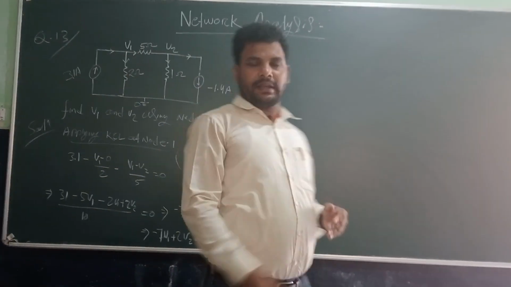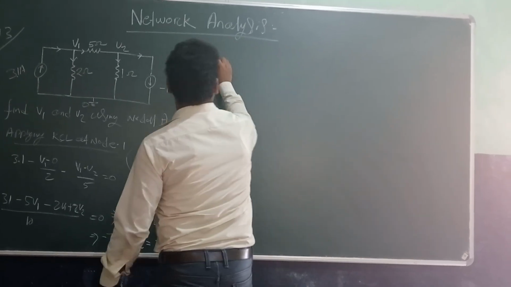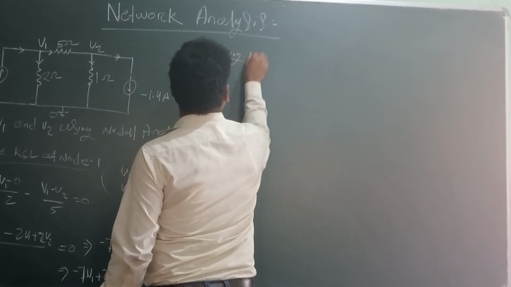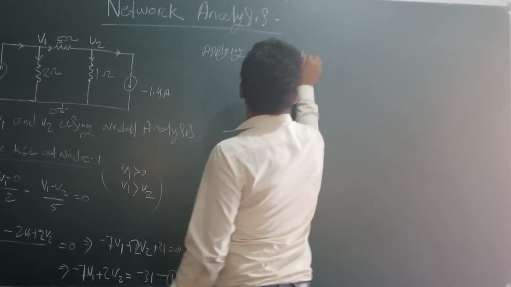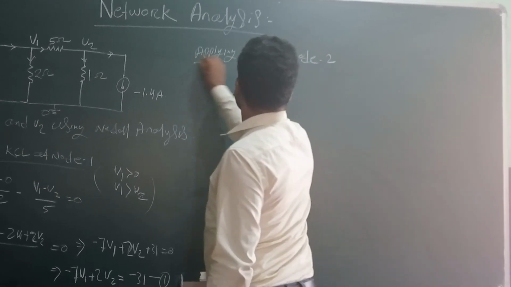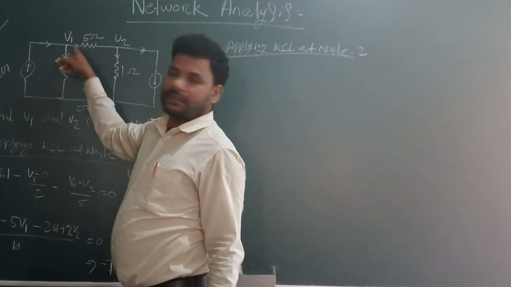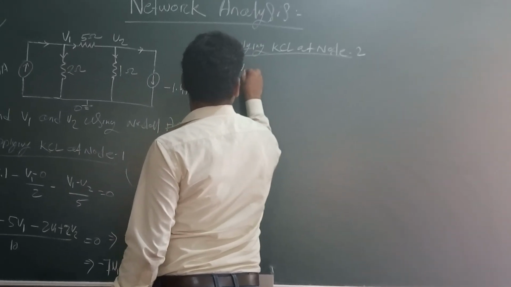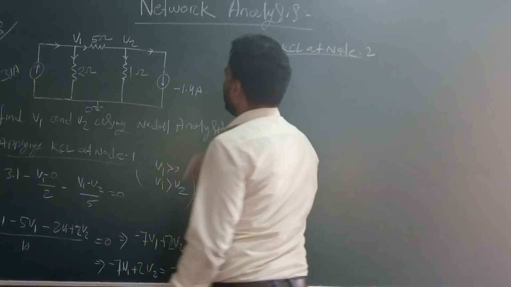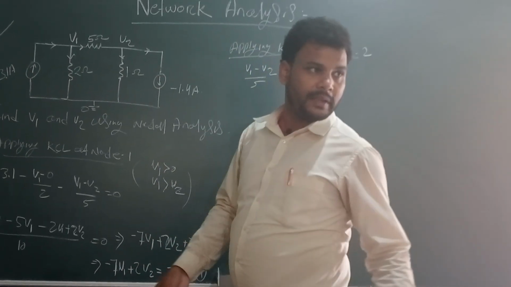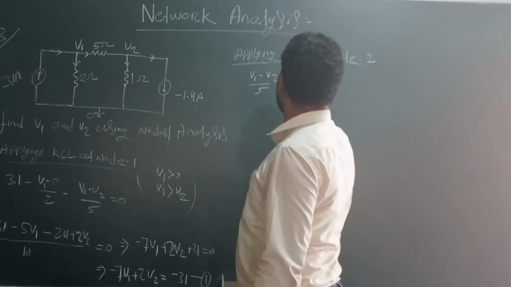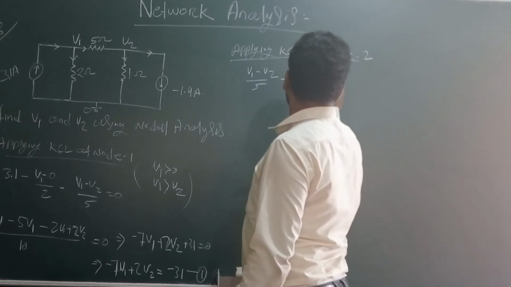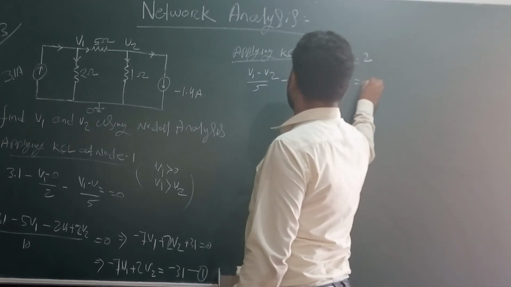Again applying KCL at node 2. Here this current is entering, this current is (V1 minus V2) by 5, entering, and the remaining two currents are leaving. This is minus V2 by 1 leaving, and this current value is minus of minus 1.4, equals 0.